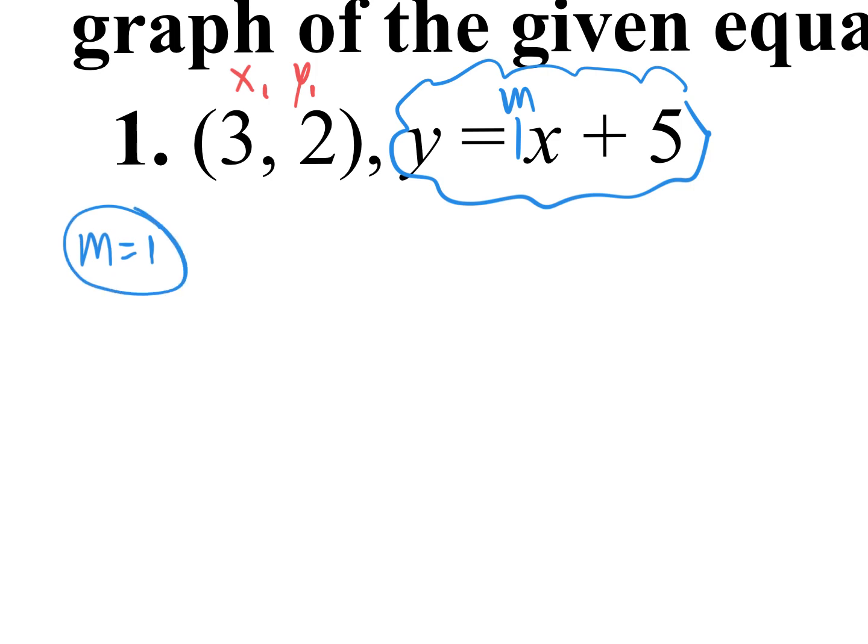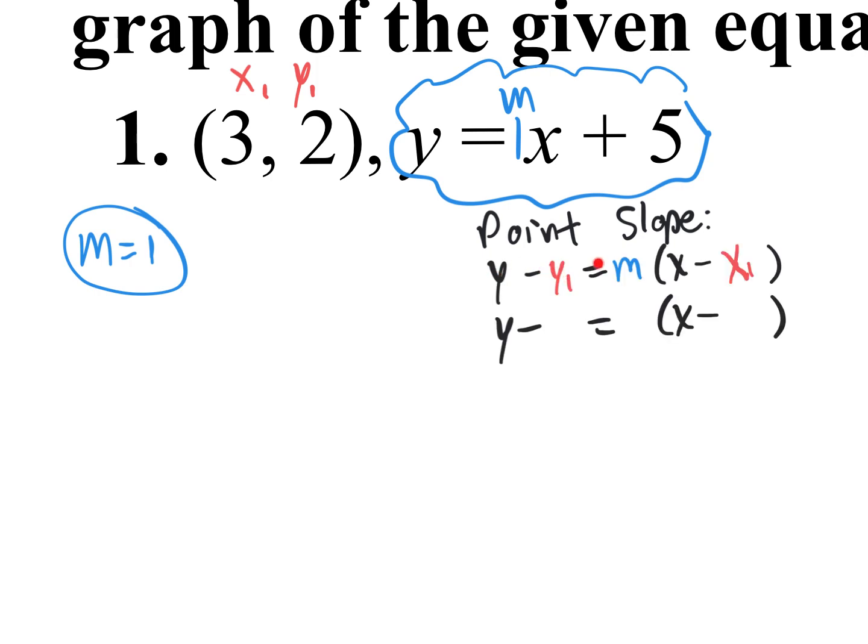How do I know that? Because the instructions say that our equation is parallel, which means the same slope as this equation. And it also passes through this point. So what do we really have here? We have a point and we have a slope. So if you hear those words, you're going to think of point slope form. Okay. And what is point slope form? Point slope is y minus y1 equals m parentheses x minus x1.